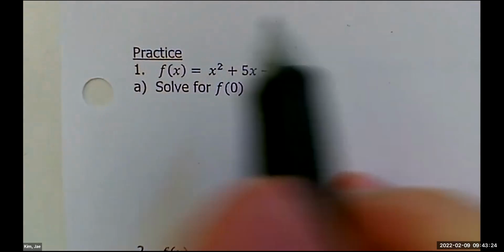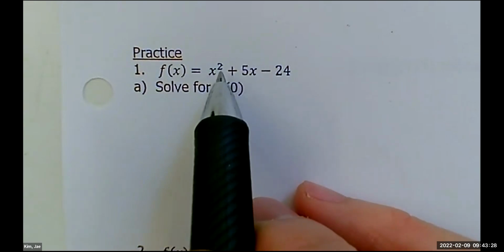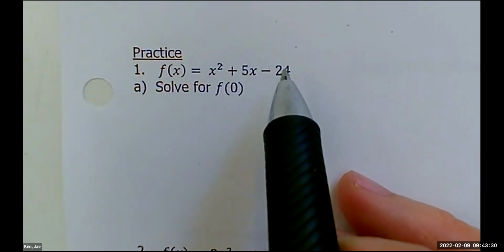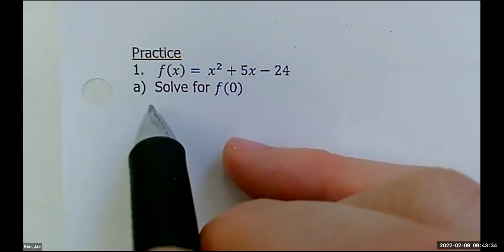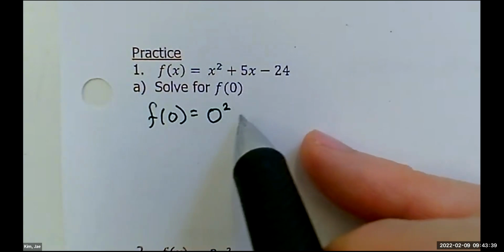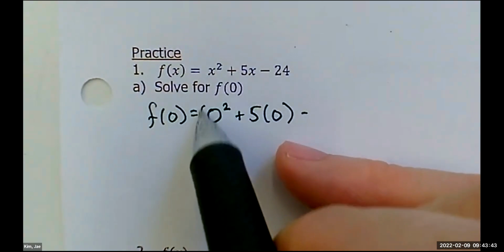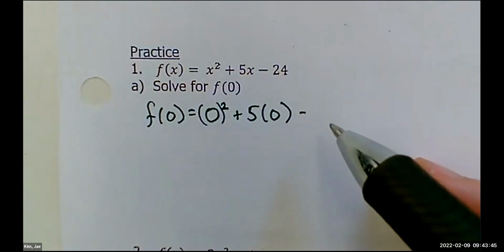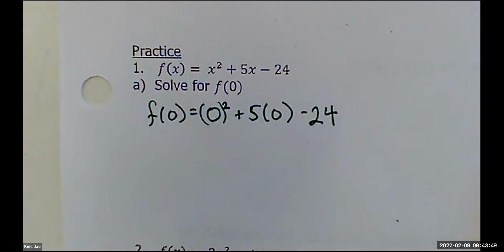Here we go. Here's my function: f of x equals x squared plus 5x minus 24. Solve for f of 0. So you would write f of 0 is equal to 0 squared plus 5 times 0 minus 24.